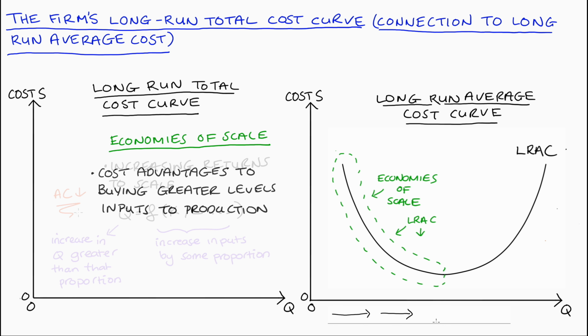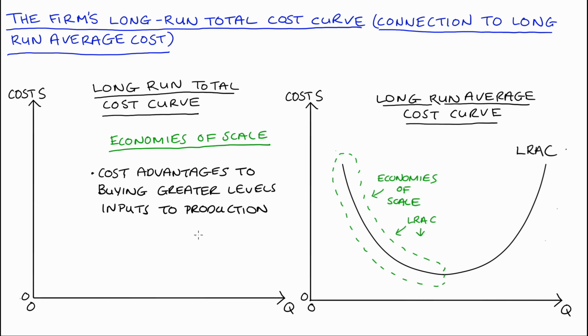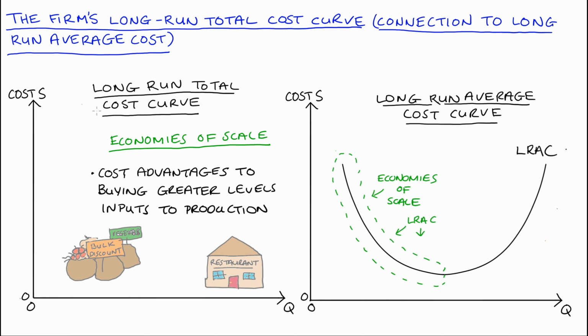A third reason might be if there are cost advantages to buying larger quantities of the inputs to production. So bulk buying discounts, for instance. So let's say I run a restaurant and I produce a lot. So my quantity is very high. I'm expanding my scale. And that now means that I can buy my ingredients in bulk. So I get a discount, and that will mean that I can produce each meal at a lower cost. So average costs decrease.